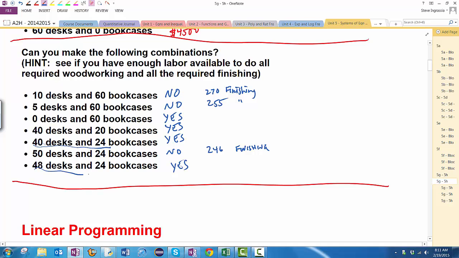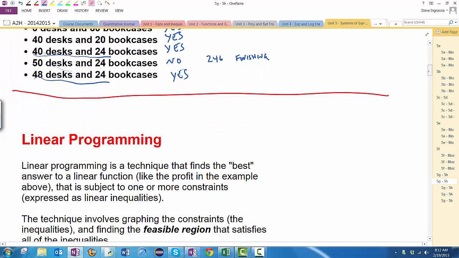Obviously, it's better to make 48 and 24 because that's going to give me more profit. But I couldn't have made 50 and 24 because I don't have enough labor to do that. So now, rather than just doing lots and lots of guess and check, let's figure out how to do this and get it right every time. That's going to be the linear programming algorithm.